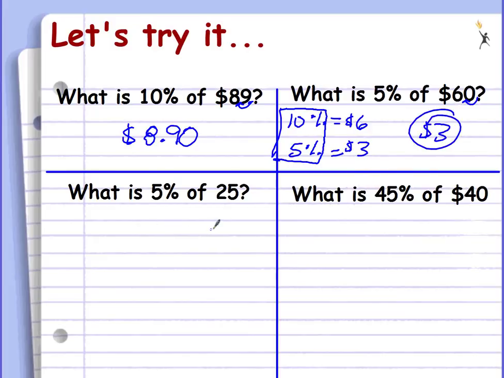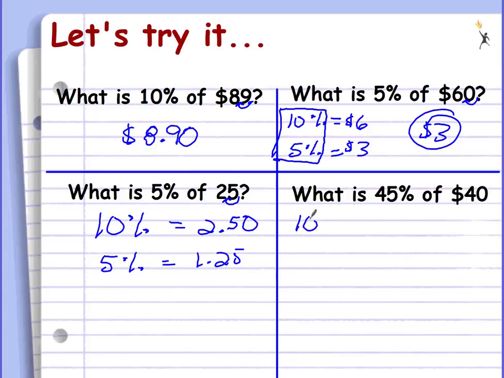What about 5% of 25? Well, let's start with the 10%. I can move the decimal over 1 place to the left. 10% is going to be 2.5, or if it is easier to work with, which for me it's easier to do mentally, 2.50. 5% is going to be half of 10%. So what's half of 2.5 or 2.50? 1.25.